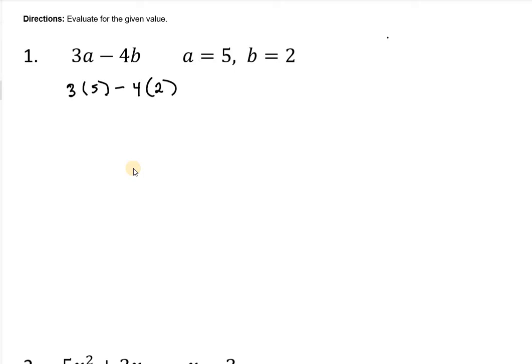So now remember my order of operations. The Please Excuse My Dear Aunt Sally says that I have to do parentheses first. And even though I have parentheses here, there's nothing to do inside these parentheses. So then I go on to the next step, exponents. There's no exponents. And then I do multiplication and division from left to right. So I multiply 3 times 5 is 15. I multiply the 4 times 2, which is 8. And then I'm only left with this subtraction. So 15 minus 8 is 7.